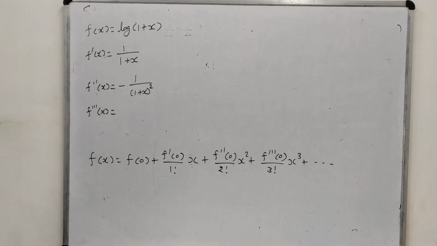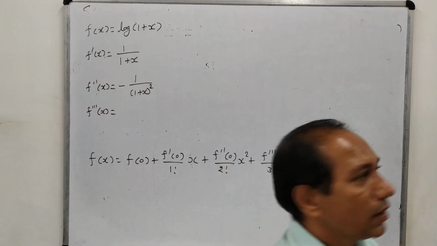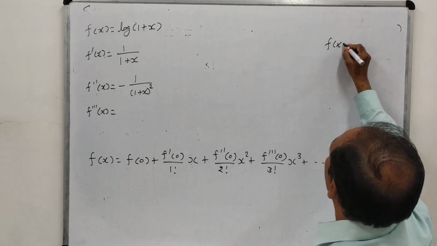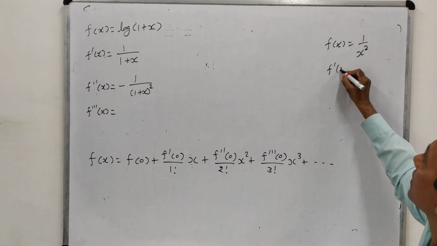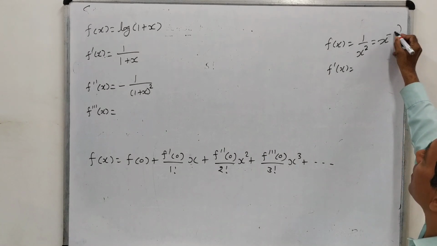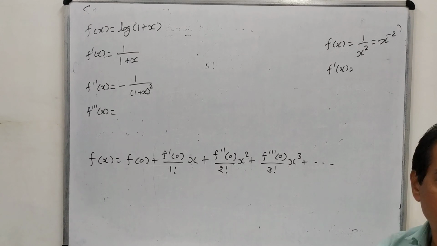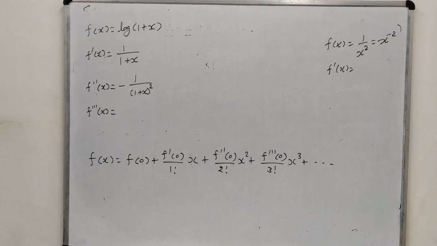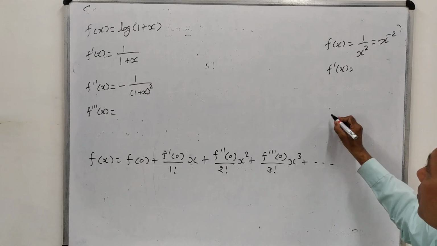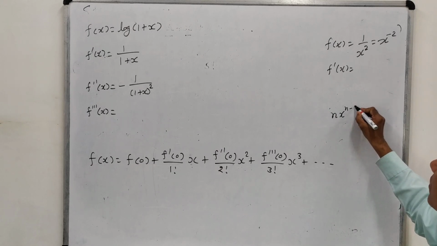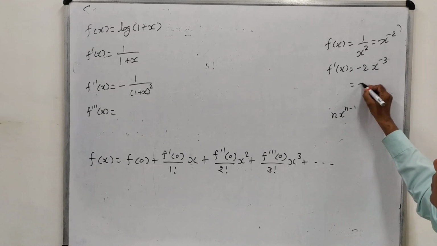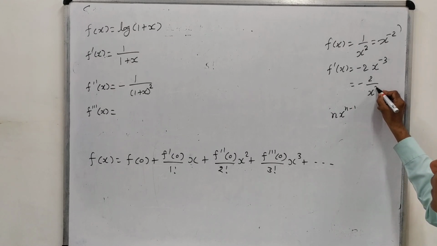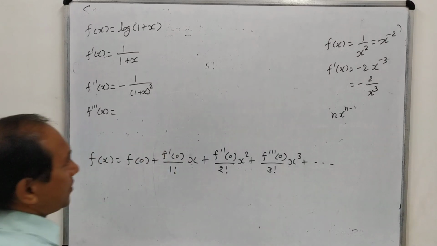What is the derivative of 1 upon x square? This can be written as x raised to minus 2. If you have forgotten something, you can recall it by this: we know that the derivative of x raised to n is n x raised to n minus 1. So it is minus 2 x raised to minus 2 minus 1, that is minus 3. So its derivative is minus 2 upon x cube. Okay, so we will use this concept.